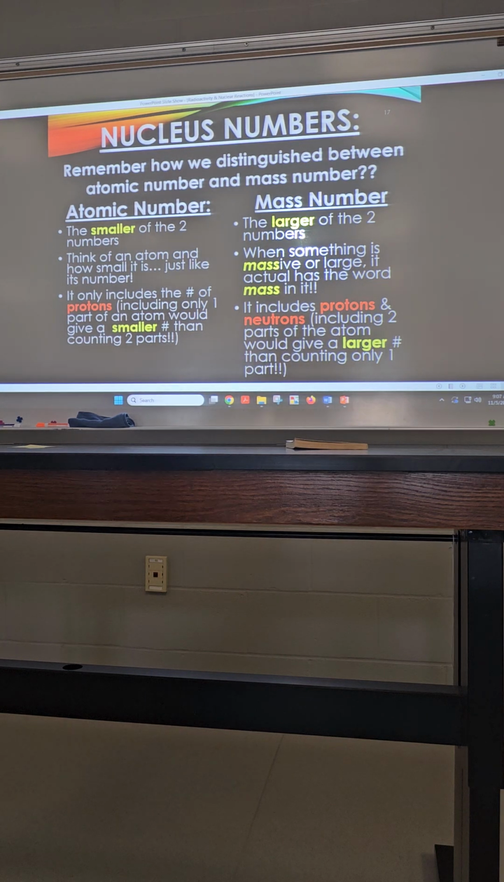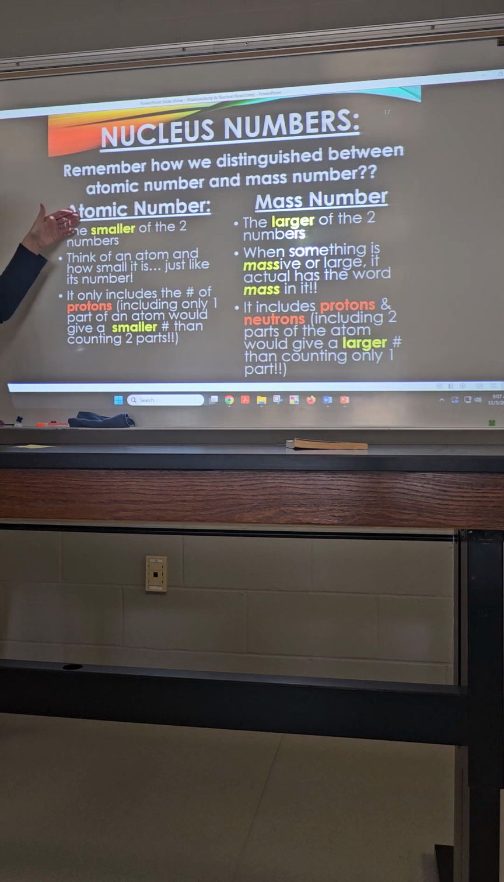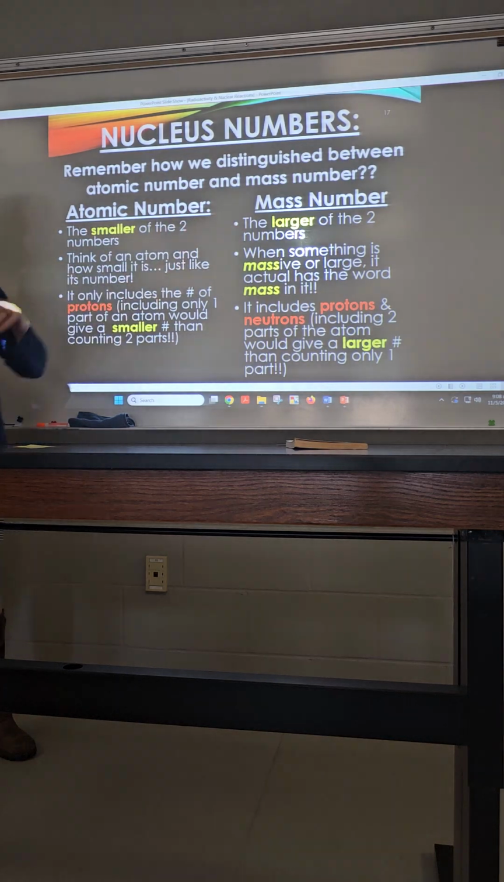There we go. All right. So this was the way you were going to remember to distinguish between the atomic number and the mass number. Atom is small, so it's atomic. Mass is big, has massive in the name.